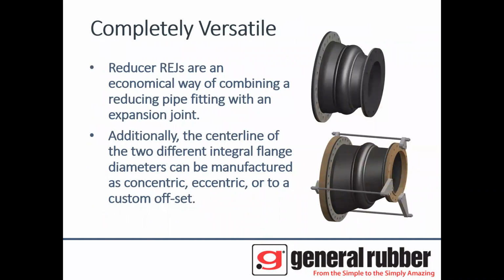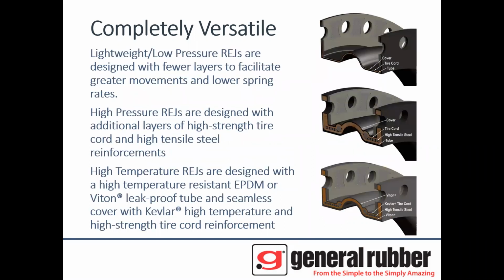Rubber expansion joints are completely versatile. Reducer rubber expansion joints are an economical way of combining and reducing pipe fitting with an expansion joint. Additionally, the center line of the 2 different integral flange diameters can be manufactured as concentric, eccentric, or to a custom offset. They can be designed as lightweight with fewer plies for greater movements and lower spring rate, as high pressure with additional plies and additional steel reinforcement.